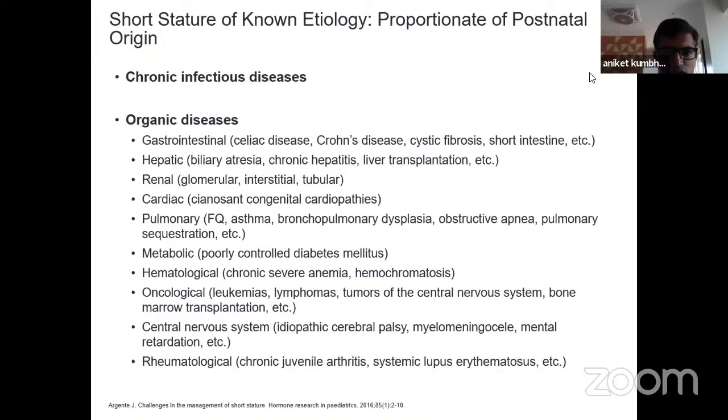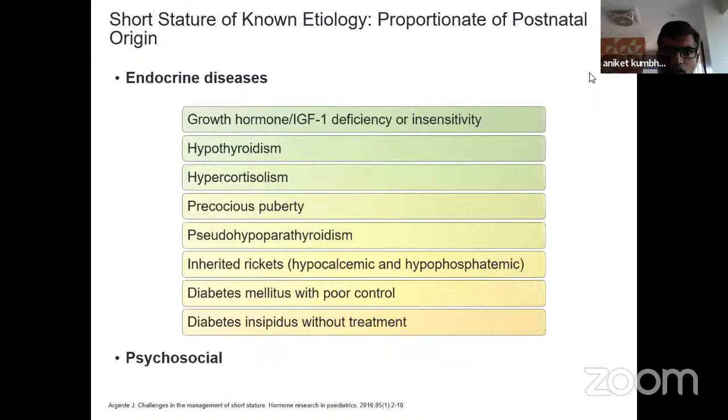Metabolic. The most common metabolic cause which we see in our OPD is diabetes, which if it is poorly controlled will significantly lead to both underweight and short stature, a typical Mauriac syndrome type picture. Then chronic severe anemia can also present with severe short stature if it is not identified in time. Some of the hemoglobinopathies like beta thalassemia intermedia can go unrecognized for many years and can just present with short stature. Then obviously oncological causes will have some obvious clues, and CNS and rheumatological disorders will present with their set of symptomatology. Now, we will just discuss common endocrine causes like growth hormone deficiency, hypothyroidism, precocious puberty, inherited rickets, and DI without treatment.